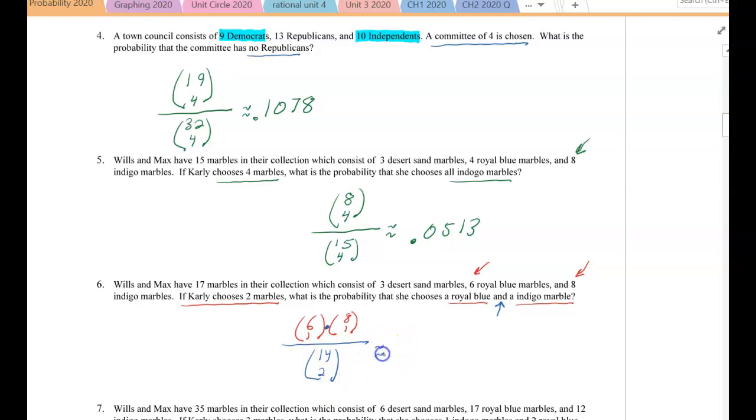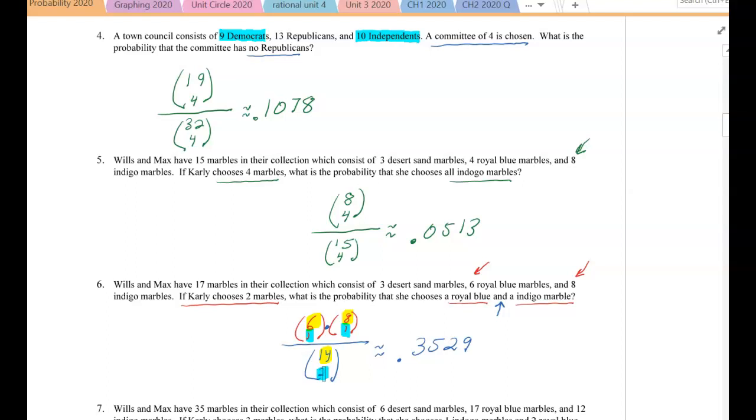Typing this into your calculator, you get 0.3529. Again, I want to point out the 6 and the 8 add up to the 14. The 1 and the 1 add up to the 2. Some people like that idea.